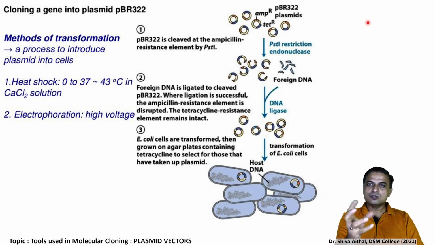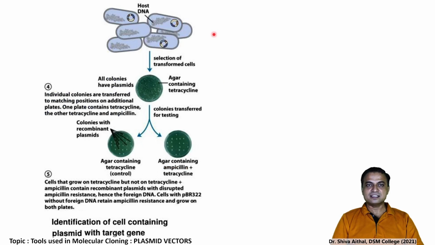It is very easy. You take an antibiotic in the plate. In the next slide I will show you. But what is the next step? The next step is to transform this cloned DNA into the host cell. So E. coli are transformed and then grown on agar plates containing tetracycline. Now the plates are added with tetracycline. Why? Because the tetracycline resistance has remained intact. If the cells are tetracycline resistant, they will only grow. So the E. coli cells are transformed on agar containing tetracycline, see here, and the selection of the transformed cells is done.